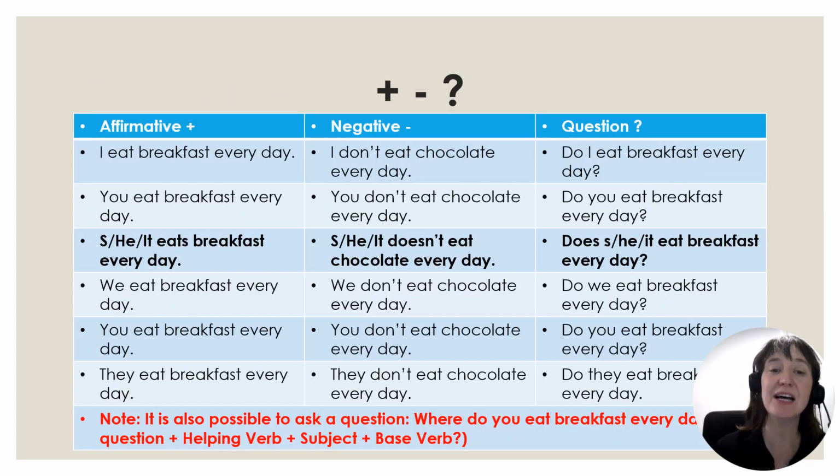Okay, the next slide is showing you examples of affirmative statements for each person. I, you, he, she, it, we, and they. And then you have examples of negative statements for each person and examples of question forms for each person.